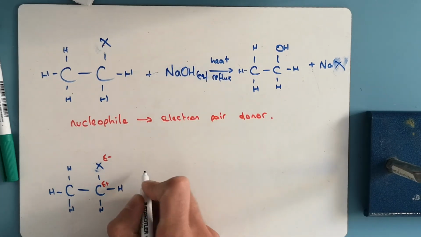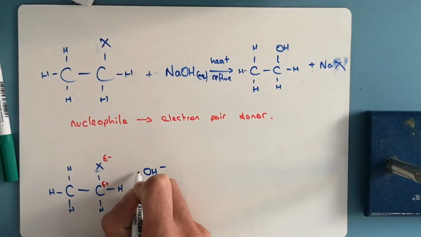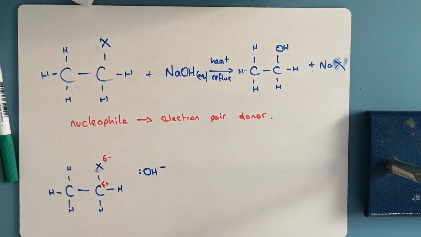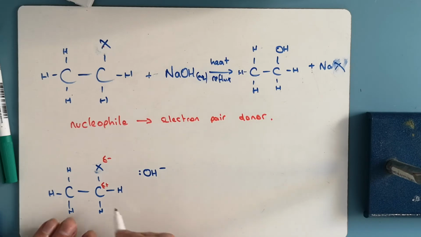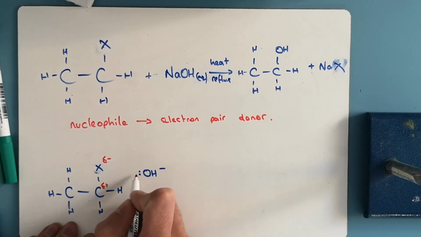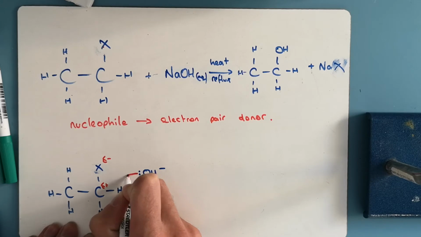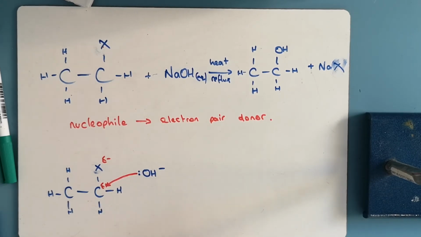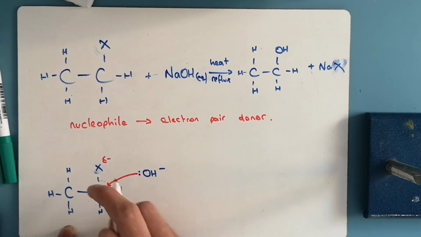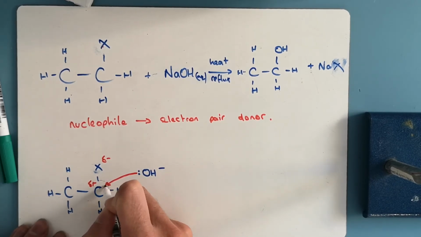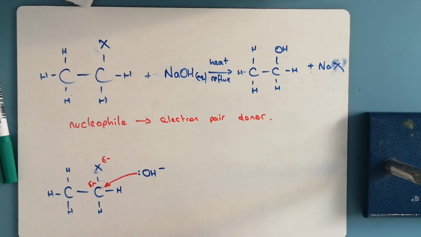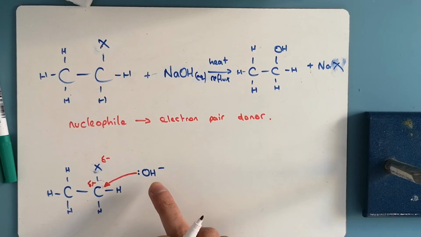Now our OH minus, because it's aqueous, has got that electron pair. And this is our nucleophile. It loves nucleus or positive charge. What's going to happen here is this electron pair, because it's going to be attracted to that delta plus, is going to come in and form a bond with the carbon. It's going to donate the pair of electrons into that bond between the carbon and the oxygen on that OH.